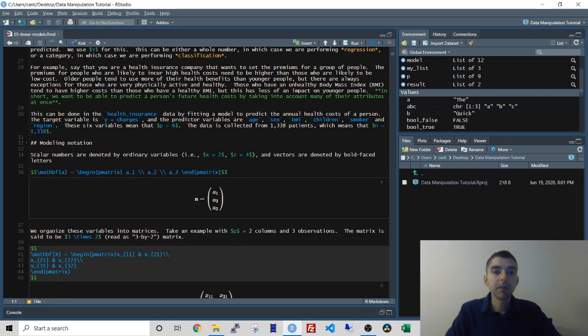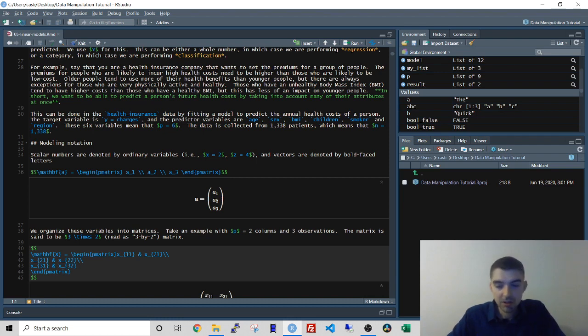For example, let's say that you're a health insurance company and you want to set premiums for a group of people. The premiums for people who are likely to incur high-cost claims need to be higher than the people who are not going to have any claims, or else insurance will not work. Let's use inputs, such as the person's age, their sex, their body mass index, and so forth, and predict what their claims will be. In modeling notation, we would say that these are the predictor variables and that the response is the claims.